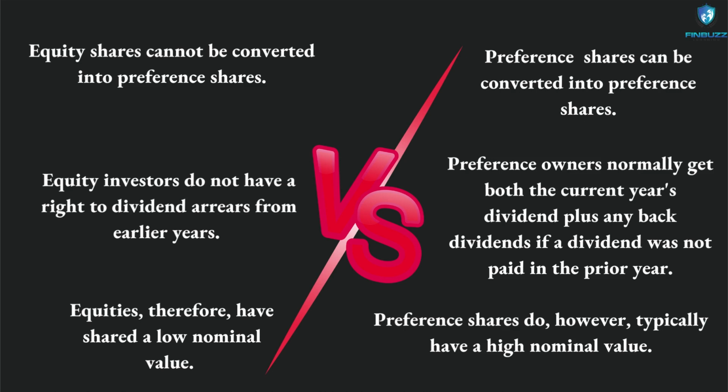Now, coming to the next difference, arrears in dividends. The equity shareholders are not entitled to dividend arrears for prior years, whereas if a dividend was not paid in the previous year, preference shareholders typically get both the current year's dividend as well as back dividends, with the exception of non-cumulative preference shares. Coming to the next difference, which is nominal value of shares. Equity shares have a low nominal value, but in general, preference shares have a high nominal value.